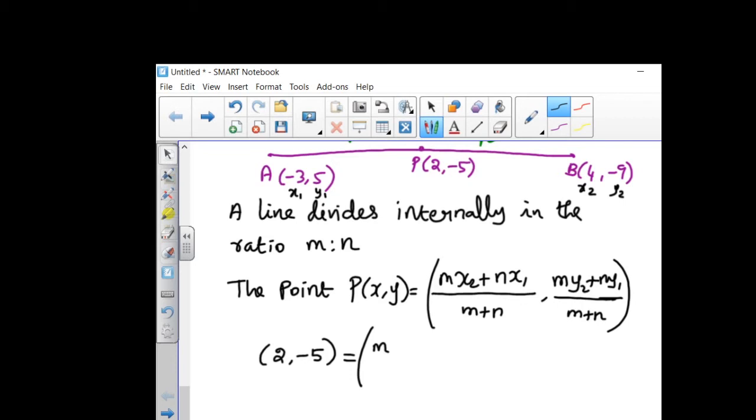So we can take it mx2, x2 is 4, then plus n x1, x1 is equal to -3, divided by m plus n. Then m y2, y2 is -9, so -9 plus n y1, y1 is 5, divided by m plus n.